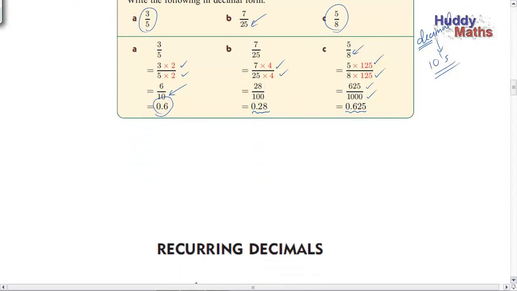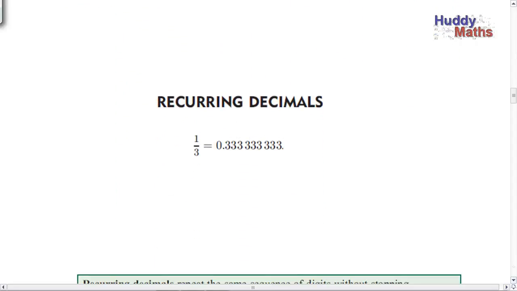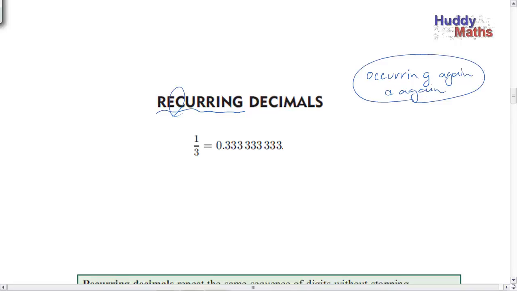Okay, so let's look at another way of getting a rational number. What's called a recurring decimal. Can you look at that word? It recurs. A lot of people put reoccurring. It's occurring over and over again, so it's reoccurring. But we drop out the occurring in there. We just call it recurring. So occurring again and again is what recurring means in English as well. The same meaning in maths.